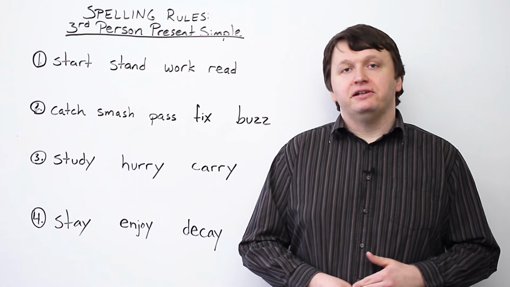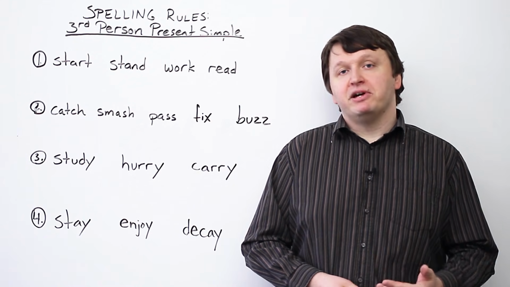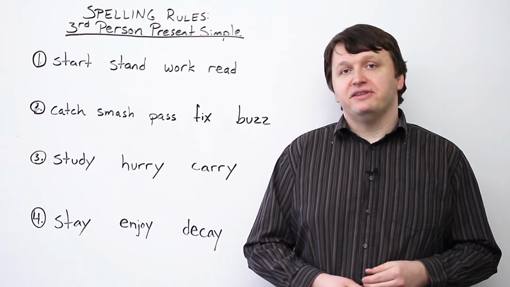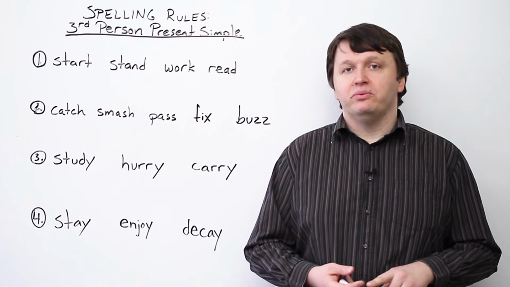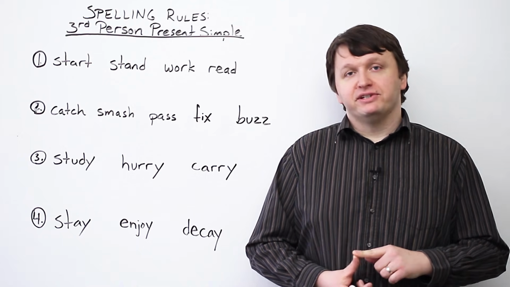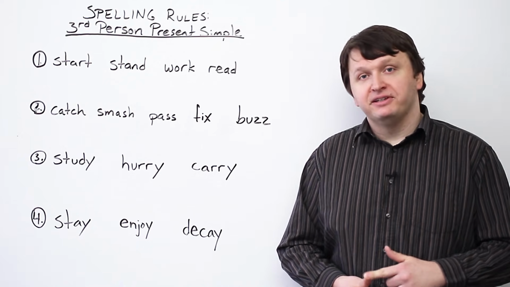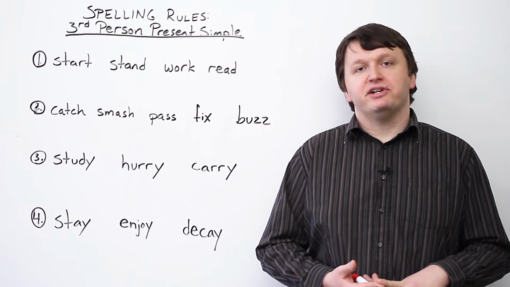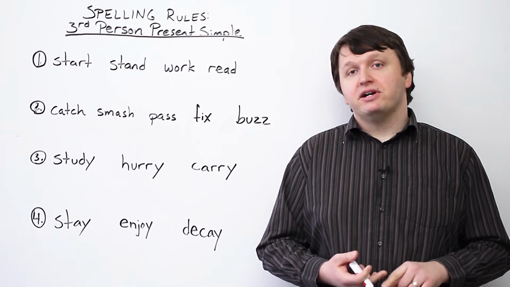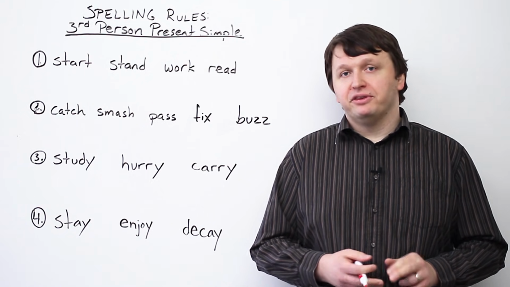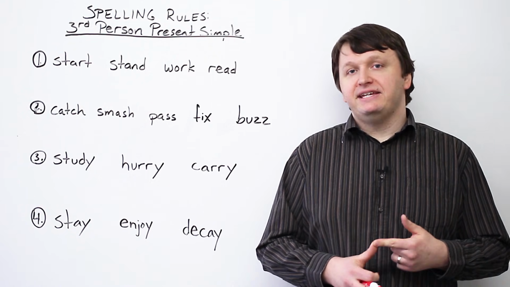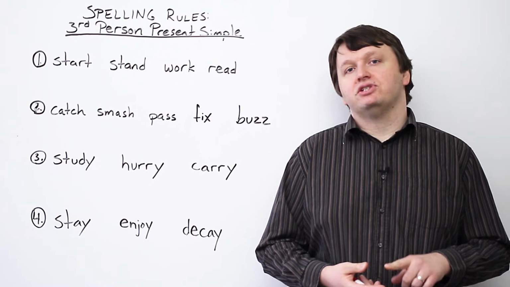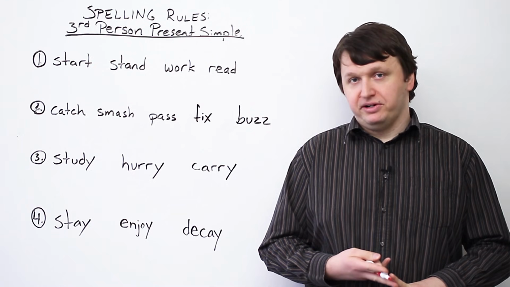This is a lesson on spelling rules for the third person present simple. In English, the third person is very special in the present simple because the verb is different than when you say I, you, we, or they. For example, with the verb start, we say I start, you start, we start, and they start. However, for the third person, which is he, she, or it, we say he starts, she starts, it starts.